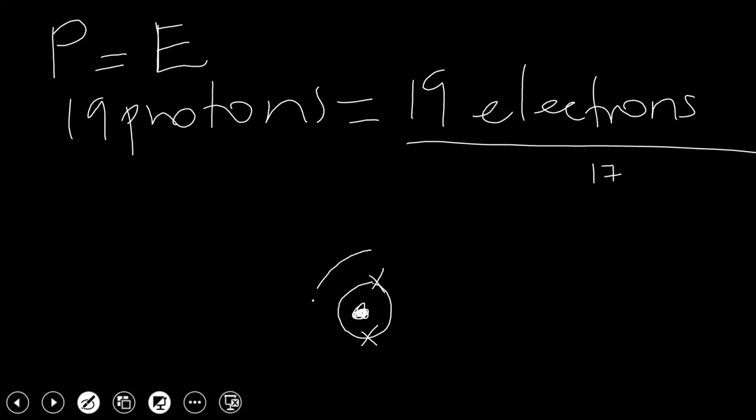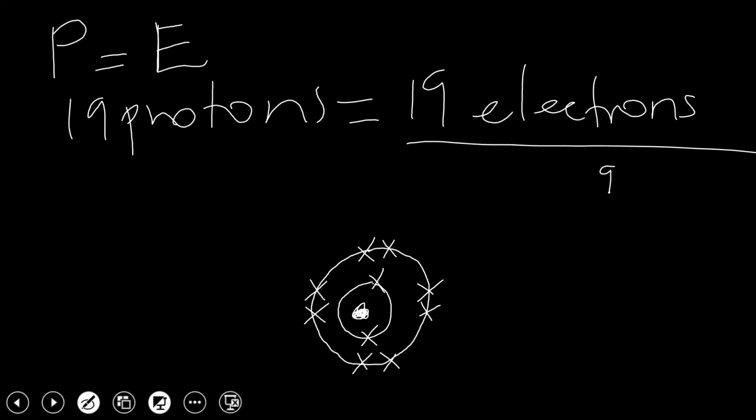The second shell takes a maximum of 8 electrons. So I'm going to write 8 electrons here. So these are 8 electrons, and 8 plus 2 means 10 electrons. So 10 electrons minus 19 means I'm remaining with 9 electrons.